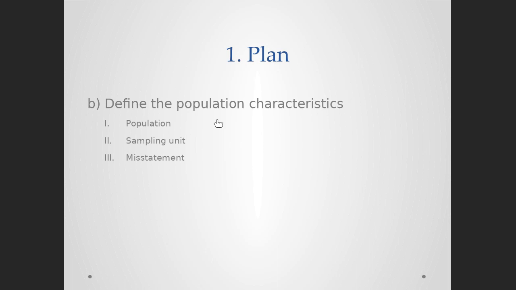B is to define the population characteristics. We want to know the population characteristics, and we have three things under this. Population, what is the actual population? How do we define a sampling unit? And what we are going to call a misstatement. So remember, in our attribute sampling, our population was the entire set of checks that had $10,000 or more. I'm going back to what we discussed before. $10,000 or larger checks. That was our entire population.